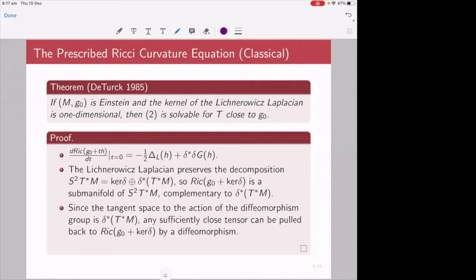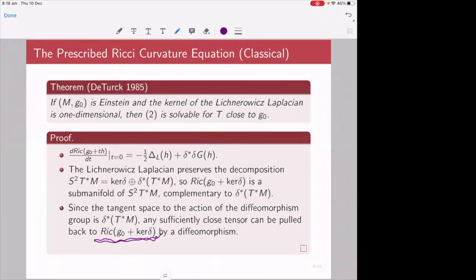So the idea is that if you pick any tensor T that's close to G0, because you can interpret delta star as the tangent space of the action of the diffeomorphisms, you should be able to find a diffeomorphism so that when you pull back T by that diffeomorphism, it actually lands in this Banach submanifold here. So this is more or less the proof. Of course, there are lots of technicalities that I didn't get into, like what's the Banach space, but this is more or less the idea of the proof.